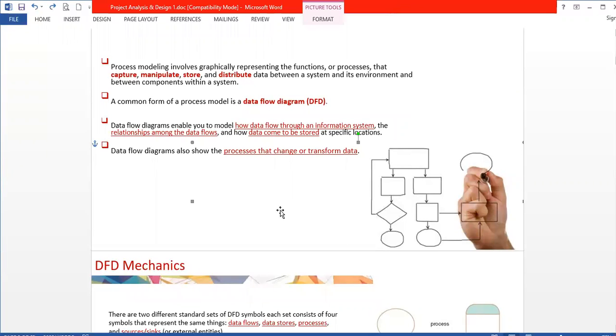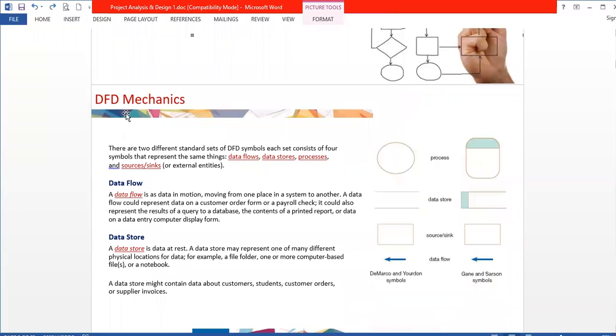Now what's the difference? Flow chart is again a pictorial representation of flow of information. Data flow diagram, again, it's the flow of information. Data flow diagram means how data will move, how data will flow, and how information will flow in the system. So for that reason, you have to make that DFD. Now, what are the DFD mechanics?